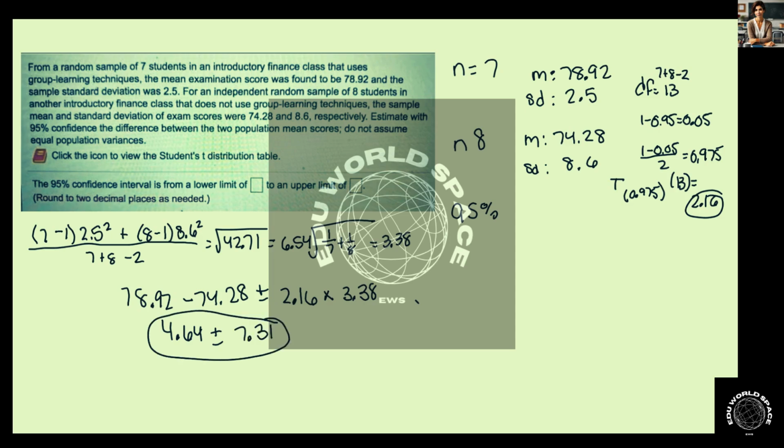Okay, and so you're going to use that to get your lower limit and your upper limit. So your lower limit is 4.64 minus 7.31, and that's negative 2.67. And then your upper limit is going to be 11.95.